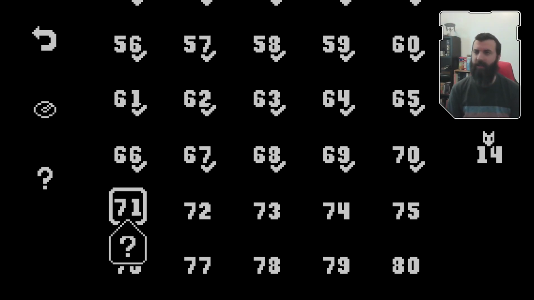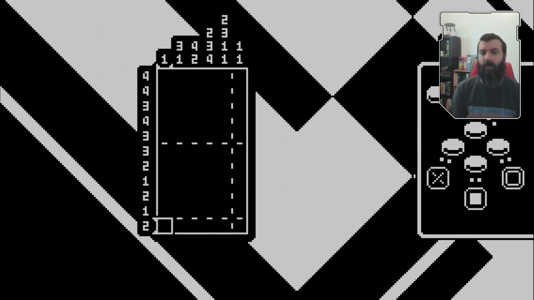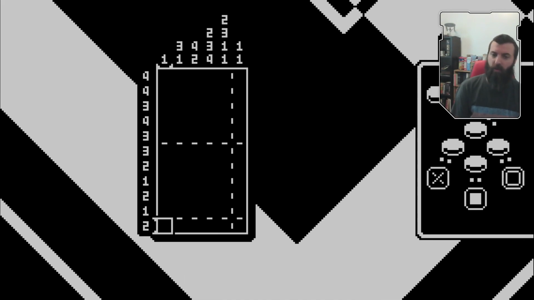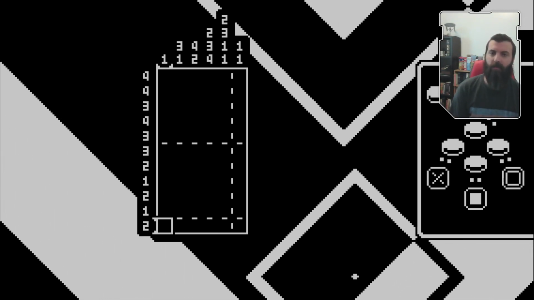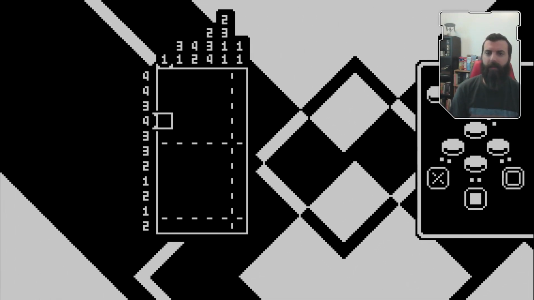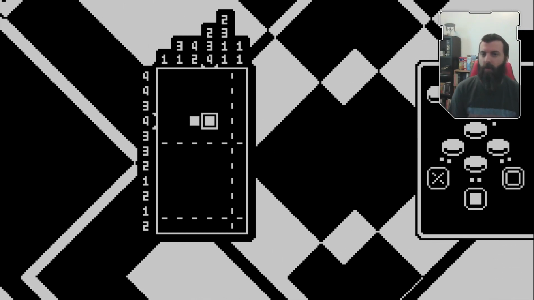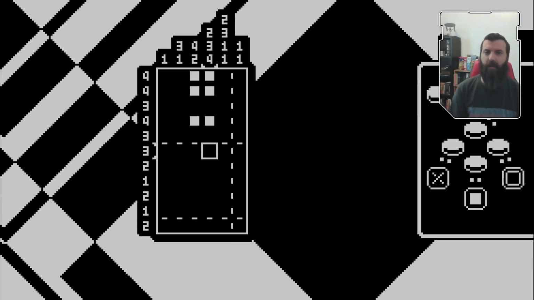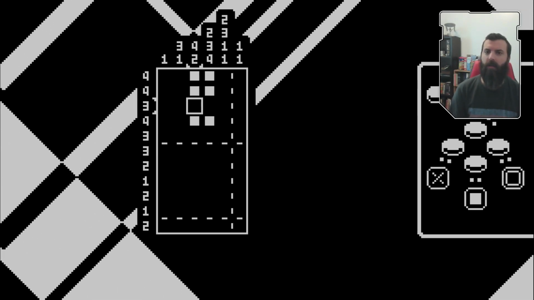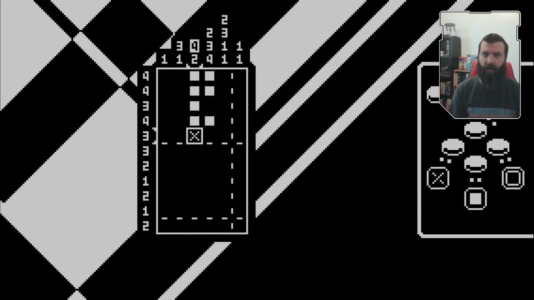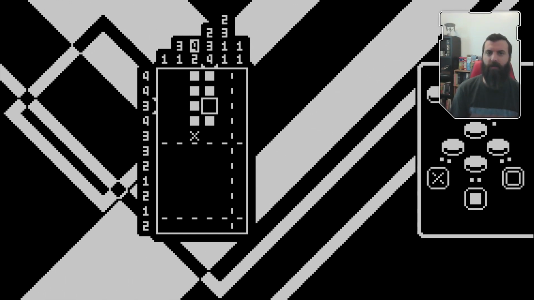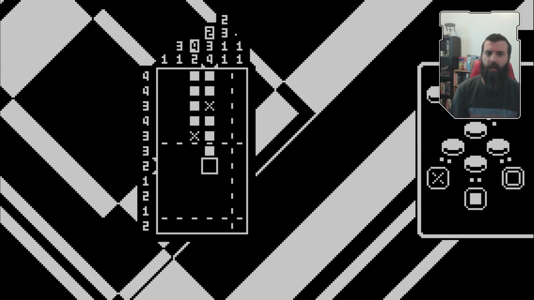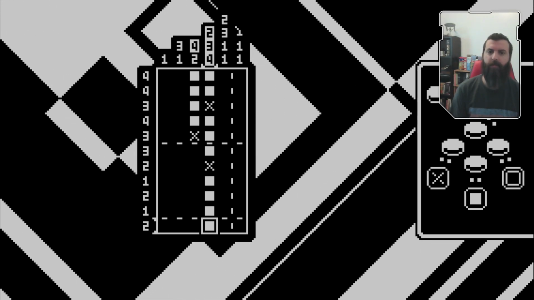Alright, on to nonogram 71. Nonogram 71. Wide 11 tall. That's 6 pixels wide. 4s tell us so these pixels have to be. With those filled in, our vertical 4 gotta go like this. Our vertical 2, 3, 4. Gotta go like this.